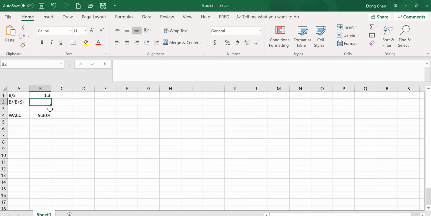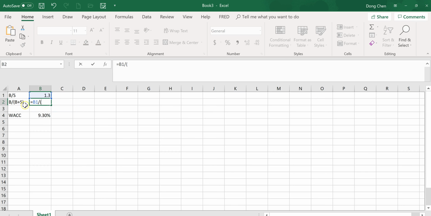How do we do that? Because what we care about is the ratio, it doesn't change the result if we simply assume that debt B is 1.3 and S is 1. If B is 1.3, S must be 1, right? That will make B over S equal to 1.3. So if B is 1.3, I want to click the cell rather than hard code the value.